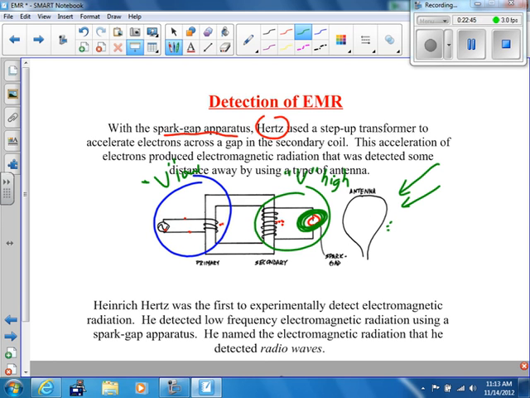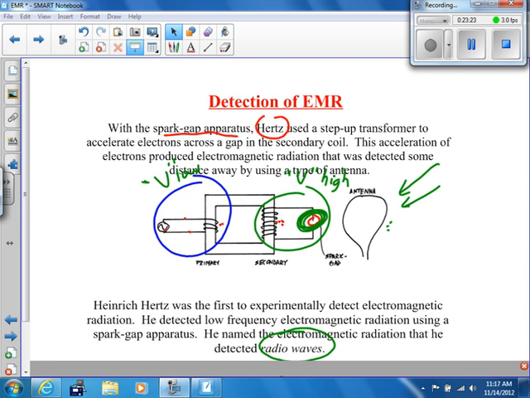So does that make sense? His point is to verify Maxwell's theory. He reasons that if he can detect a current in this antenna, then it must have been the accelerating charged particle that caused it. Sure enough, when the accelerating charged particle is there, he detects the current, therefore EMR must have been present, and it must have been caused by the accelerating charged particle. Therefore, Maxwell's theory is correct. He called the type of EMR that he used radio waves, the lowest frequency EMR that we have. So we call these radio waves the first type of EMR experimentally verified, or first experimentally detected.